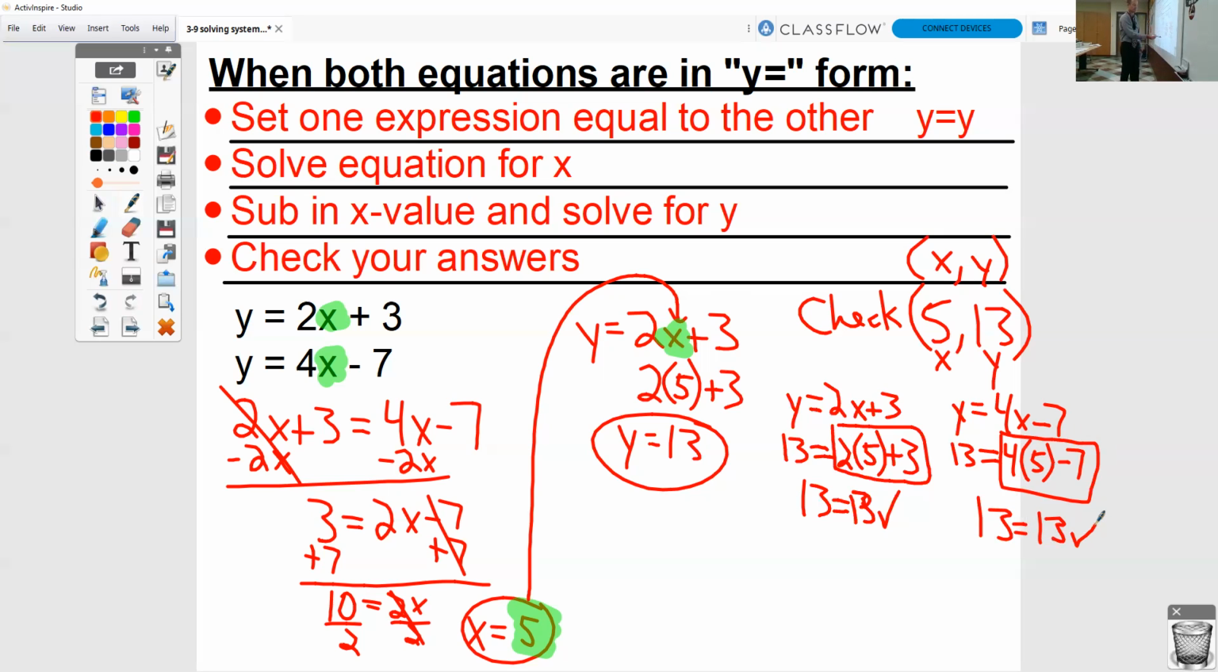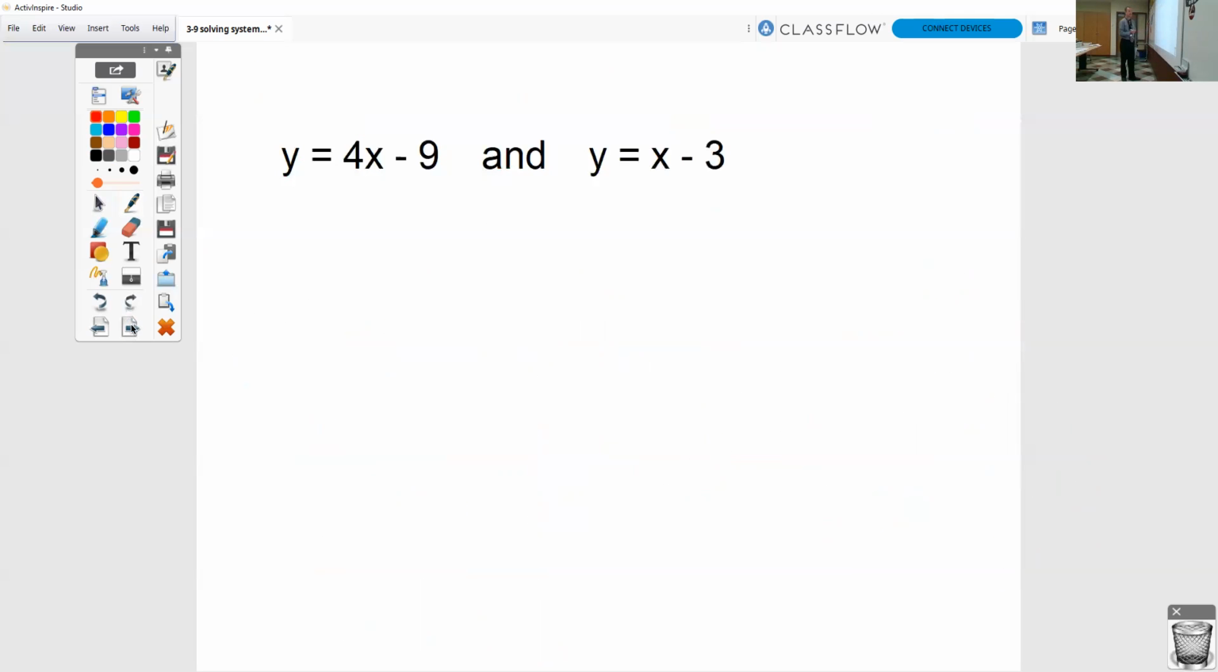It has to check in both equations for it to be a correct answer. If one of them doesn't check, you did something wrong. It could be in the beginning of the problem. It could be in the middle of the problem. It could be anywhere. So just go back and redo it. But our two answers here are 5 and 13. Let's take a look at the next one.